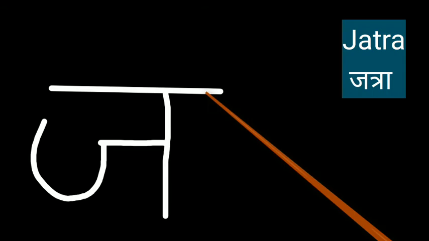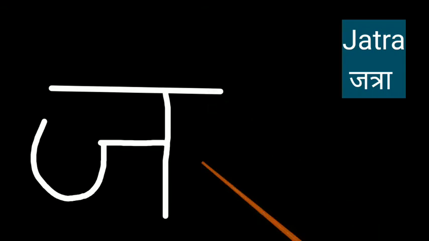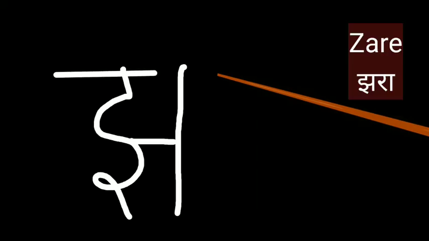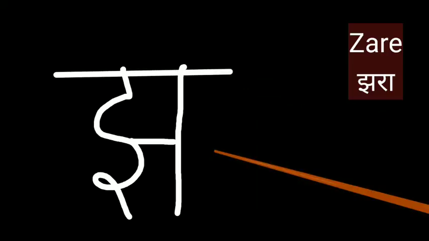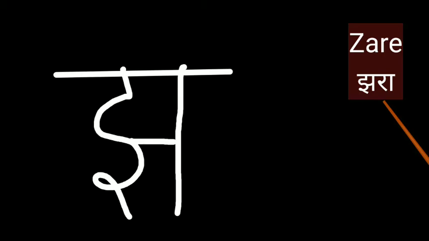Next letter is Z. First draw a small half circle, join to a horizontal line and then join a vertical line and draw a horizontal line on the top of the letter. It's called Z. Word is jatra. Next letter is Z. First draw a small vertical line and draw English letter S and at the end make a tail like this. In the middle draw a small horizontal line, join with a big vertical line and a horizontal line on the top of the letter. It's called Z. Word is zara. Observe both words please.